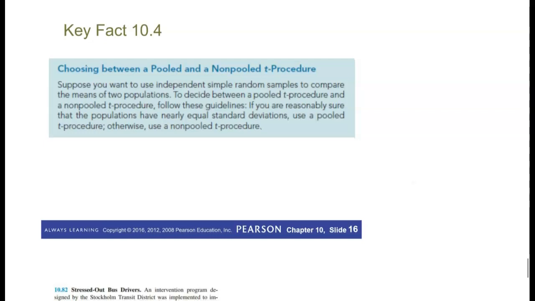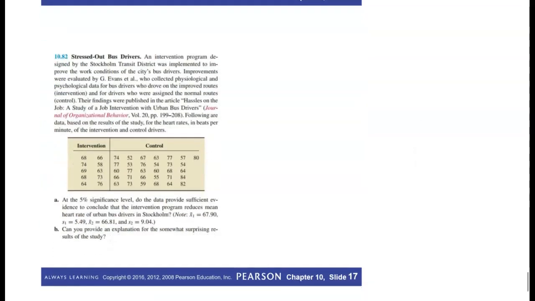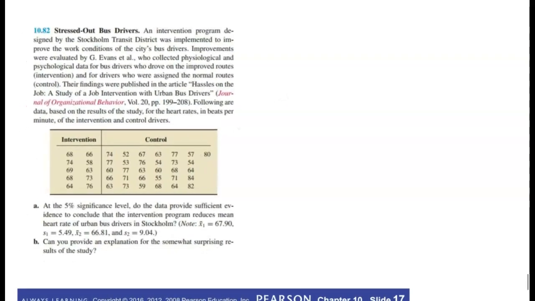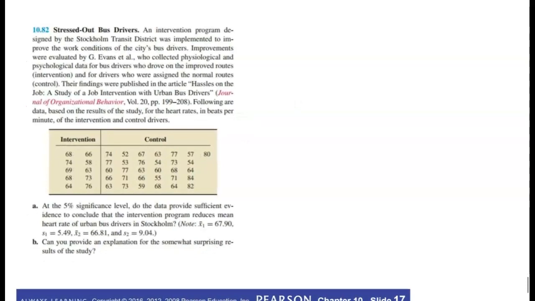Again, choosing between them is going to be quite simple. If you're reasonably sure that the populations have nearly equal standard deviations, you will be given this information, and you use your pooled t-test. So here's a test where the assumptions say we cannot assume equal standard deviations. There's nowhere where it says we can assume equal standard deviations.